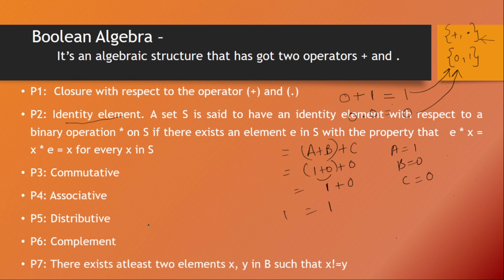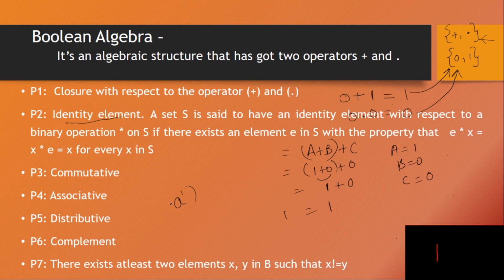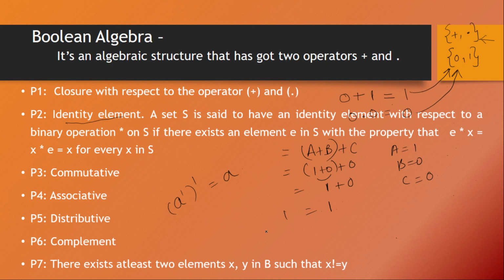The complement property says that A's complement, the whole complement, will give us A, the natural value. And the final postulate is that there exist at least two elements X and Y in B such that X complement is equal to Y. What does this mean? In our set we have only 0 and 1. Let's take this value as X and this value as Y. Definitely X complement will be equal to Y. So X is 0, and 0 complement is 1, so 1 is equal to 1, hence it is proved.